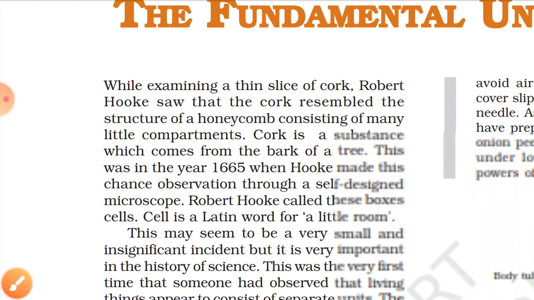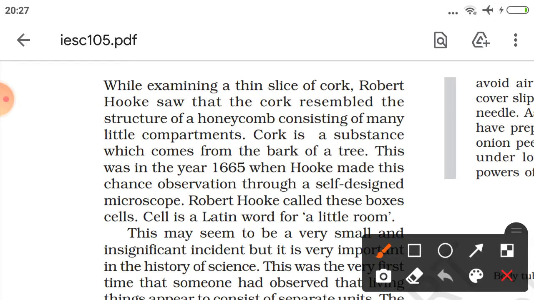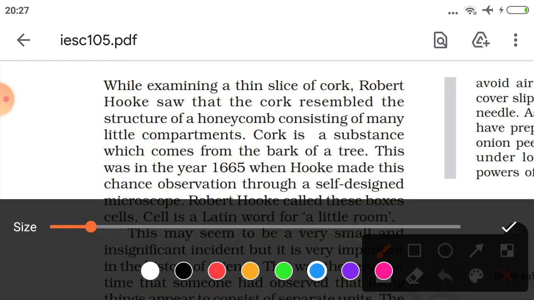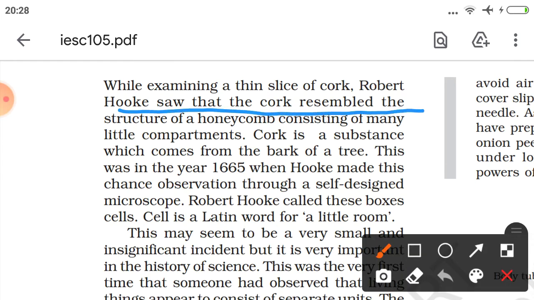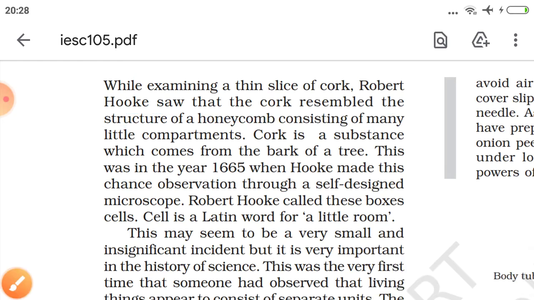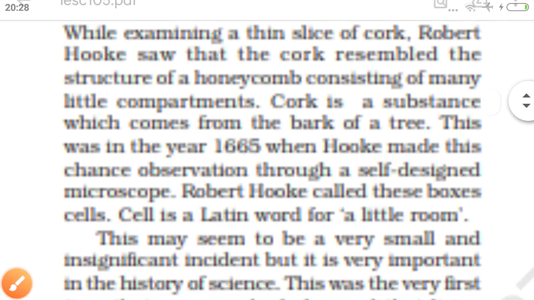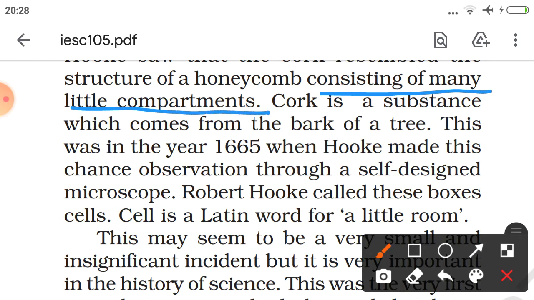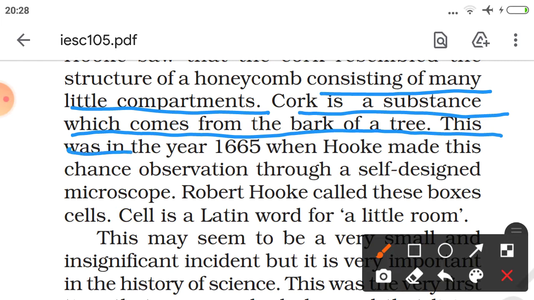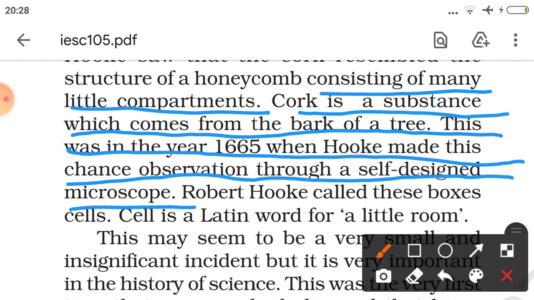While examining a thin slice of cork, Robert Hooke saw that the cork resembled the structure of a honeycomb, consisting of little compartments. Cork is a substance which comes from the bark of a tree. This was in the year 1665. Robert Hooke made this chance observation through a self-designed microscope. Robert Hooke called these small boxes cells. Cells is a Latin word which means little rooms.